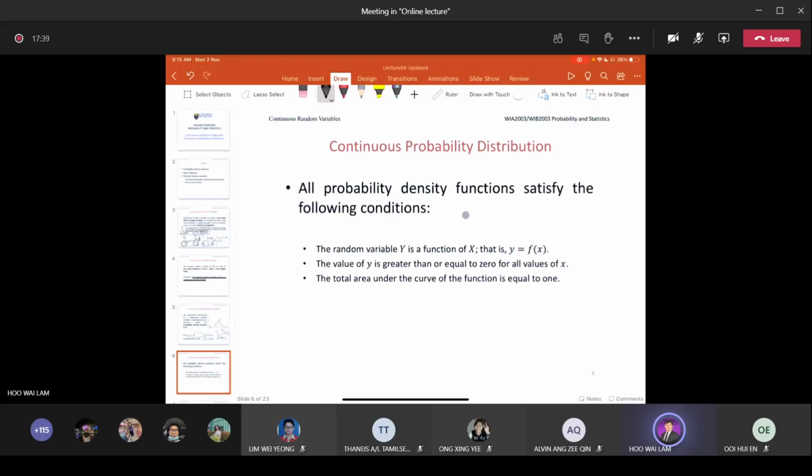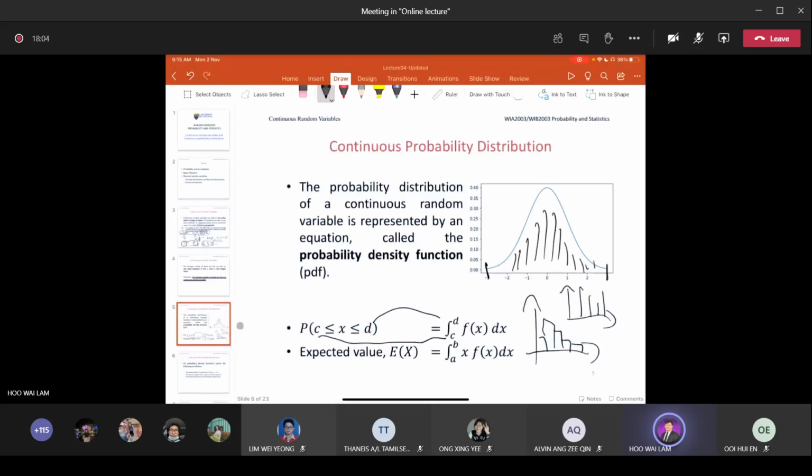There are some properties that you need to be aware of when you are calculating probability density functions, where the random variable y is a function of x, which is y equals f(x). So this one is clear cut. You know that this function tells you there's another random variable so-called y, which is a function of f(x). So it's basically your y-axis. It's the same thing.